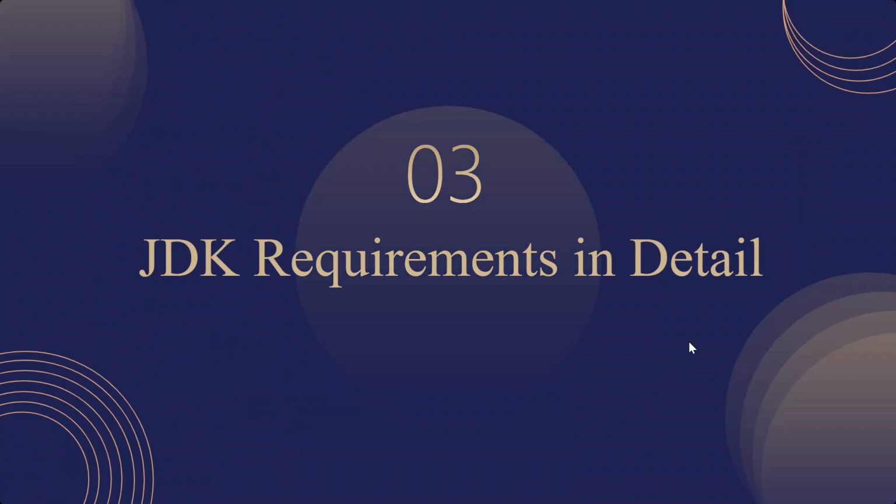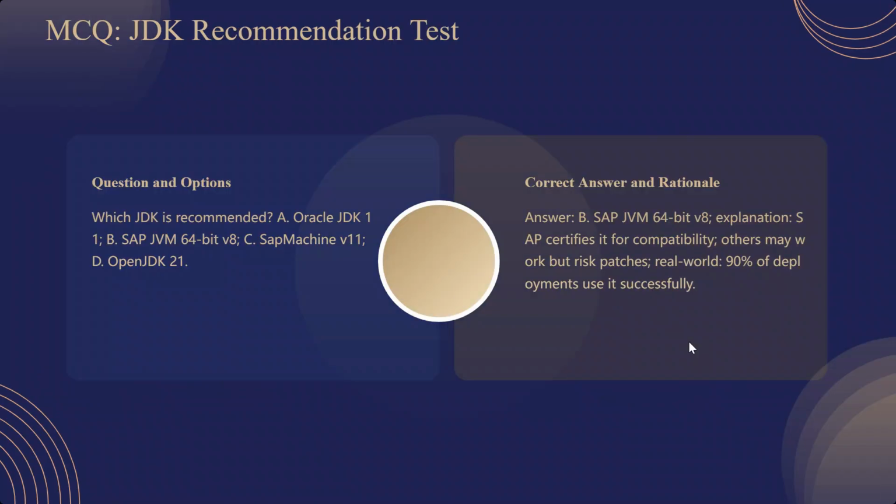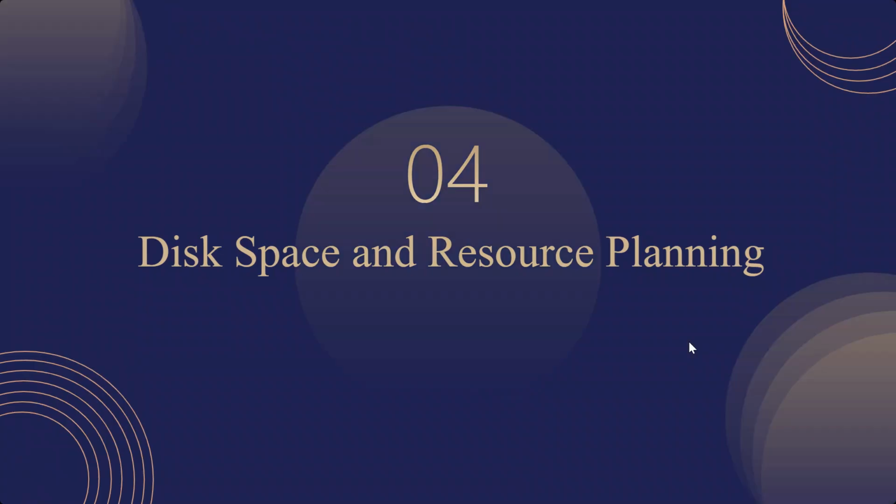MCQ1: Which JDK is recommended for Cloud Connector? A. Oracle JDK 11, B. SAP JVM 64-bit version 8, C. SAP Machine version 11, D. OpenJDK 21. Answer: B. SAP JVM 64-bit version 8. Explanation: SAP officially recommends SAP JVM version 8 for stability and compatibility.